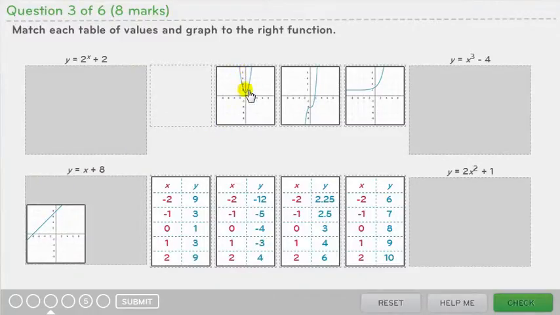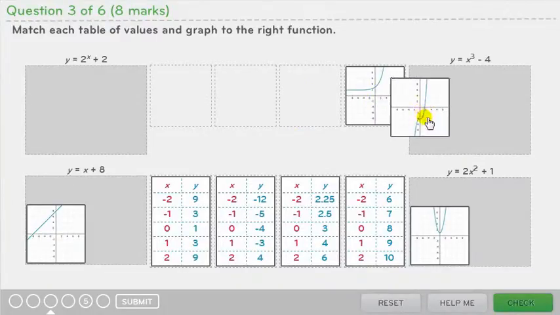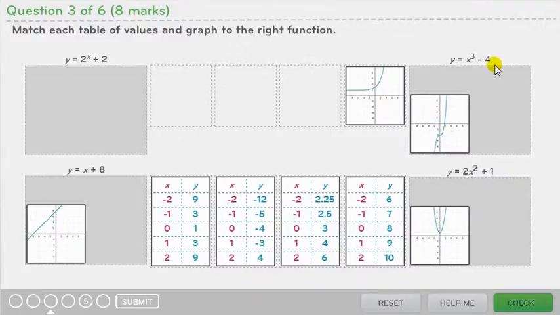The second graph forms a parabola, and therefore that must occur with a quadratic equation. y equals 2x squared plus 1. Our third graph has that S shape in it, which always forms from cubic functions. y equals x cubed minus 4.